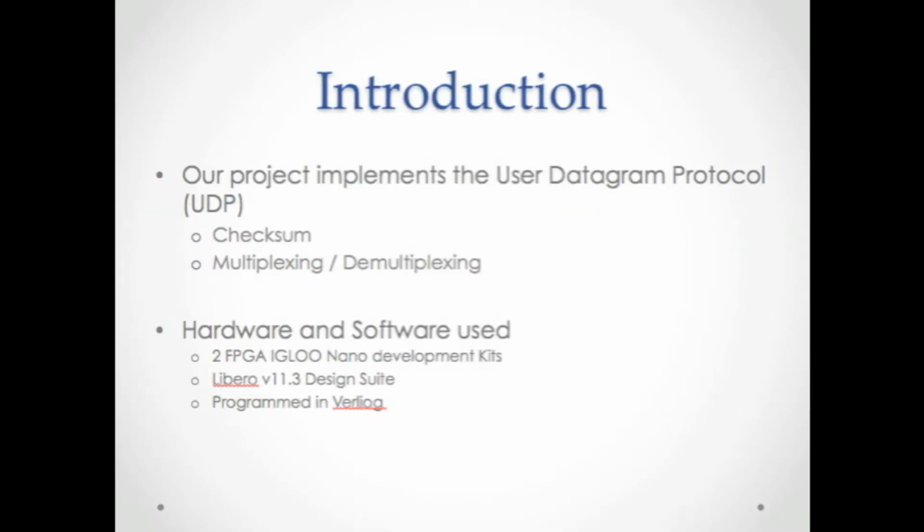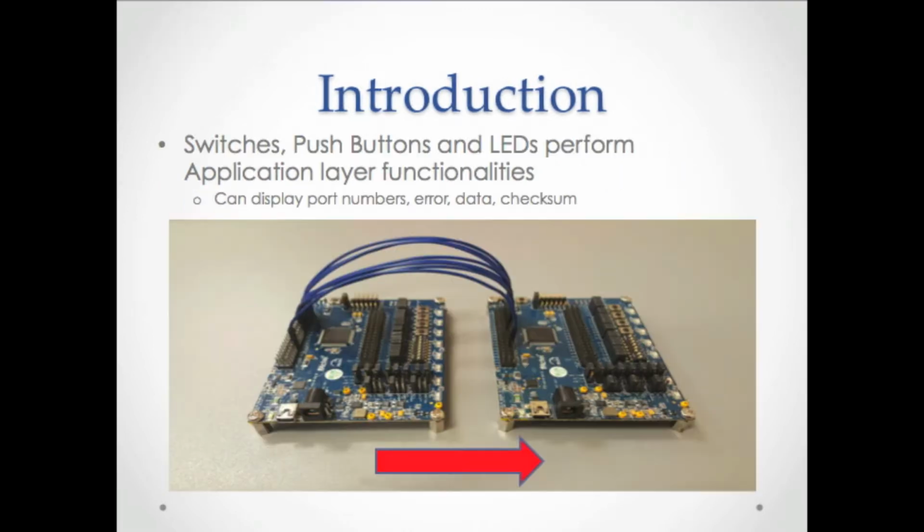The key aspects of the project that we wanted to highlight were the checksum, multiplexing, and demultiplexing capabilities. We decided to use two of the Igloo Nano development kits, along with the Libero version 11.3 design suite. All of the programming was done in Verilog. The two boards that we used are shown here. One of them acts as a sender, while the other one receives the information. We use switches and push buttons to input the information, and we use LEDs to view various information such as port numbers, data, errors, or checksum.